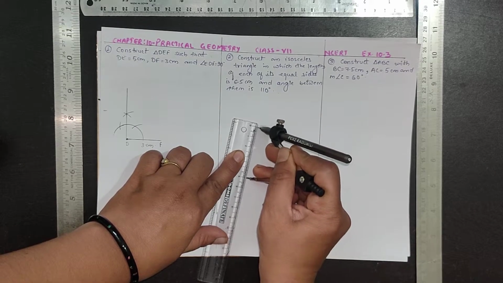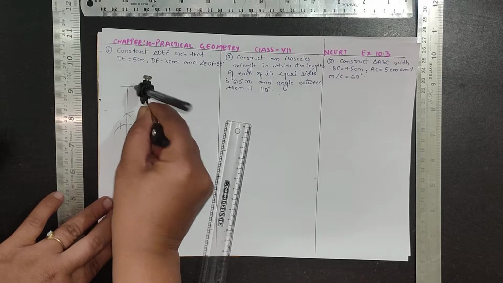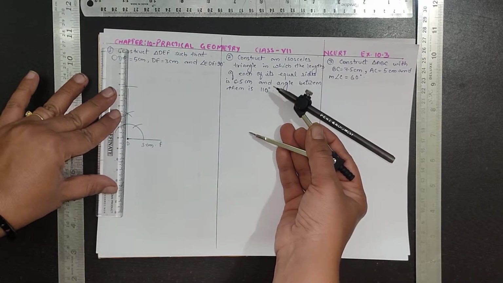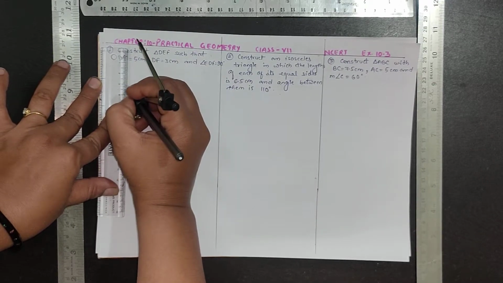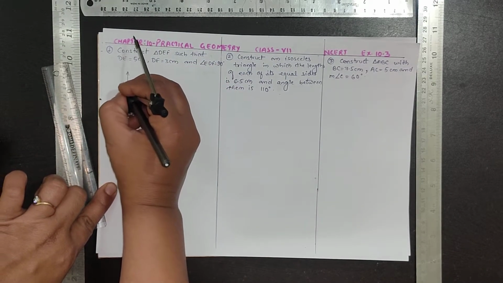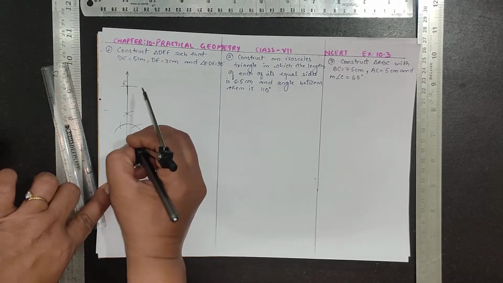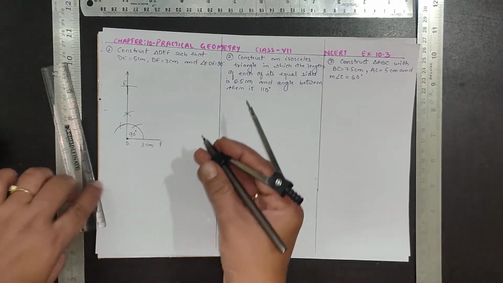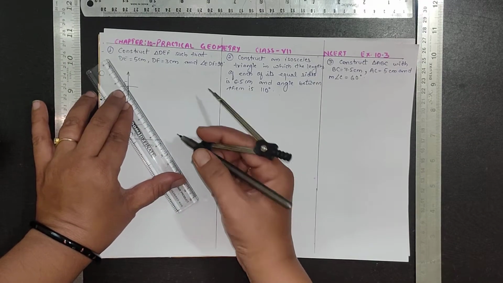So take 5 cm like this with the help of a ruler, put your pointer here and cut an arc here. If your line is short, then you can extend this line like this. This is your point E. EDF is 90 degrees. Join EF. This is your required triangle.